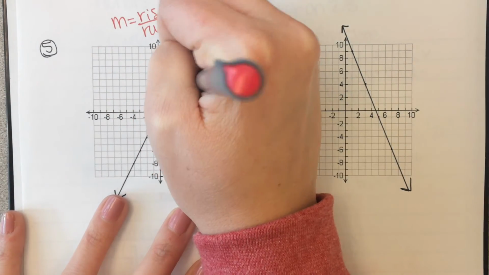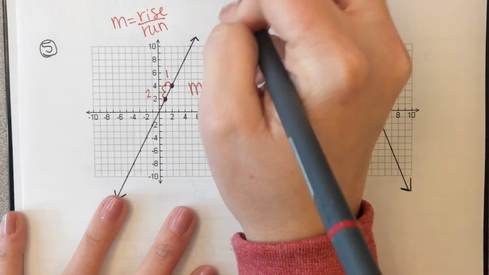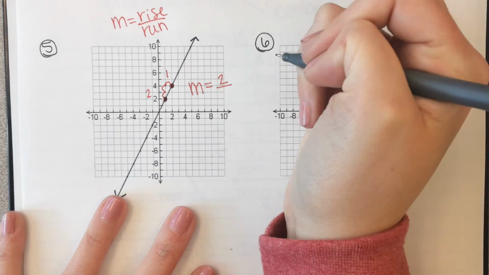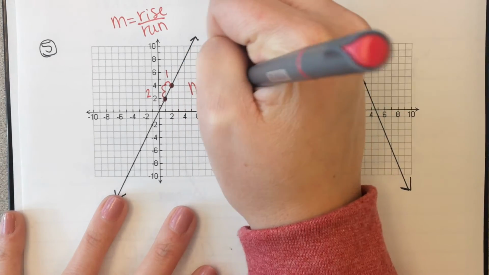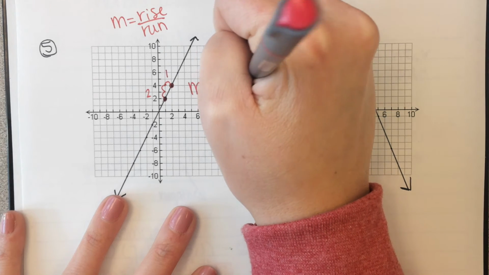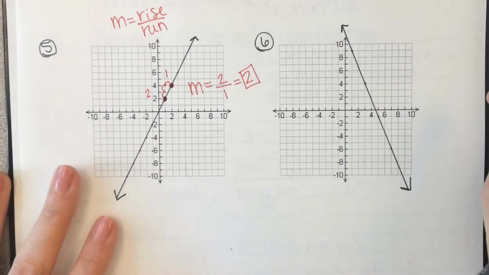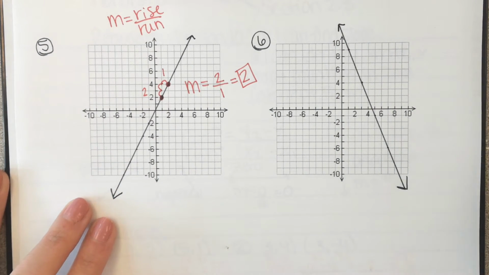So in this case, M equals, what's my rise? 2. What's my run? 1. How does that simplify? 2. Very good.